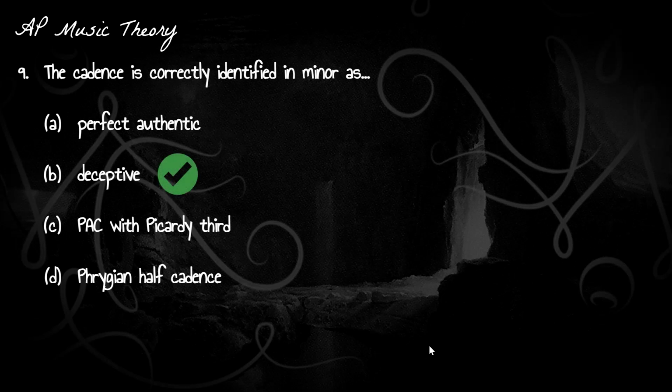Correct answer is B. This is a deceptive cadence in minor. The bass moves up by step from so to la. The submedian triad is in the tonic family and shares two of the same pitches.